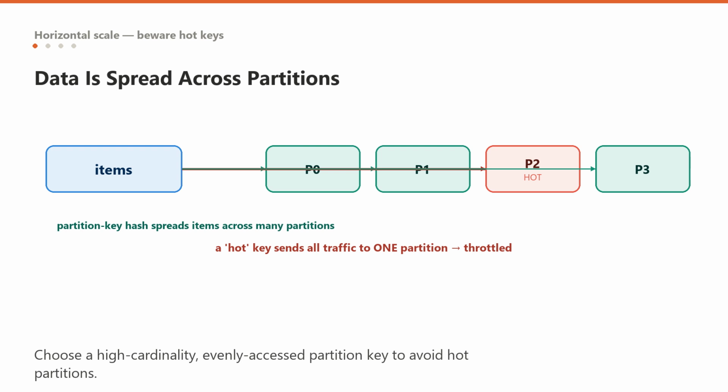But there's a classic gotcha: the hot partition. If you pick a partition key that everyone hammers, say, a single value that most reads and writes target, all that traffic hits one partition, and you get throttled while the rest of the table sits idle. The rule: choose a partition key with high cardinality and even access, so load spreads out.